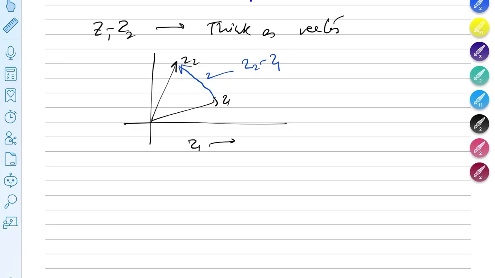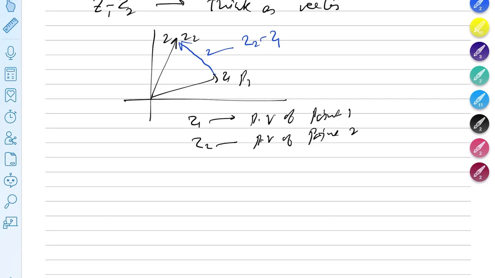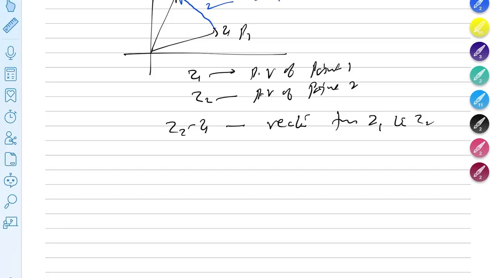So we can say z1 is the position vector of, let's say, point 1, and z2 is the position vector of point 2. Then what does z2 minus z1 represent? It represents the vector from z1 to z2. Any vector is drawn like this. Let's say this point is z1, point 2 is z2. So this represents z2 minus z1.